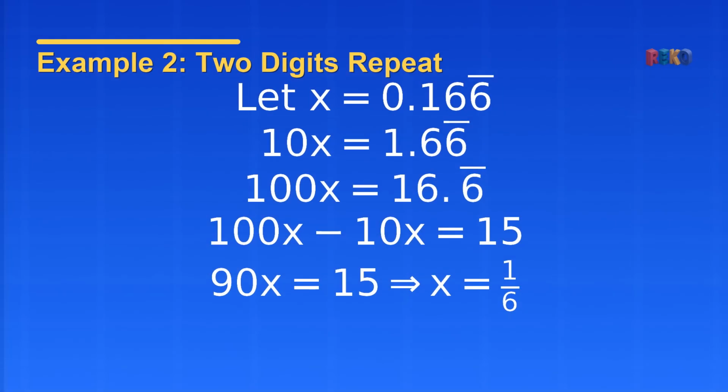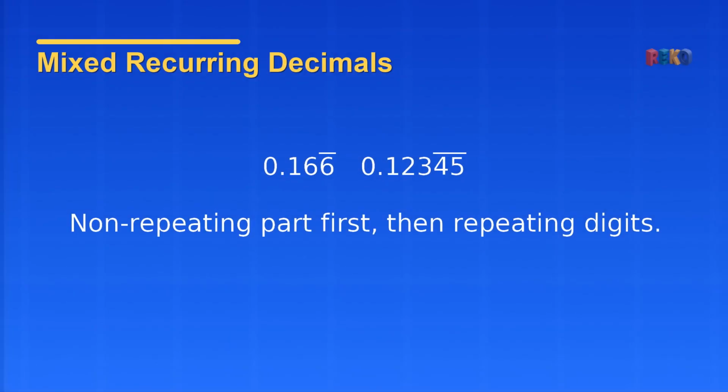Now let's handle a mixed recurring decimal, where some digits appear once before the repetition starts. Let x equal 0.166 recurring. First multiply by 10, then by 100 to move the repeating section past the decimal. Subtract to get 90x equals 15, so x equals 1/6. Some decimals start with a few digits that appear once before the repetition begins. For example, 0.16 recurring, or 0.12345 recurring.